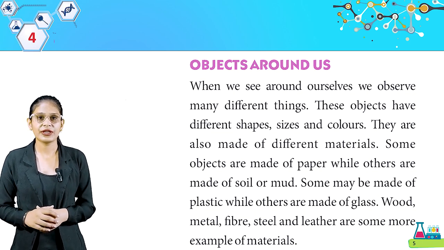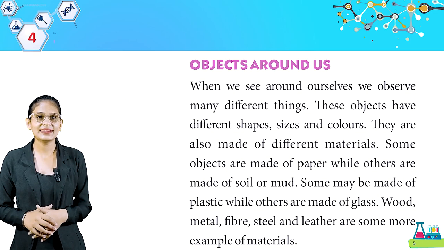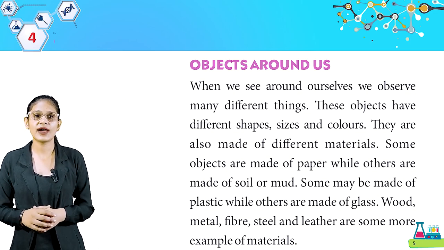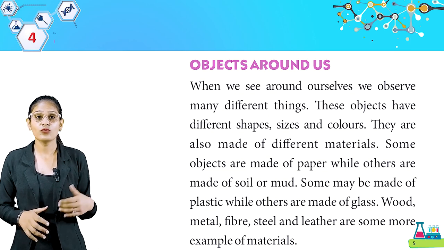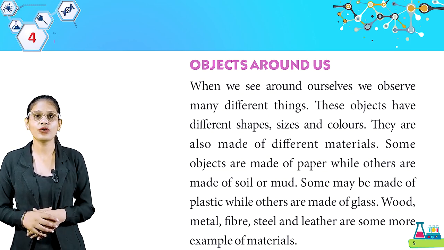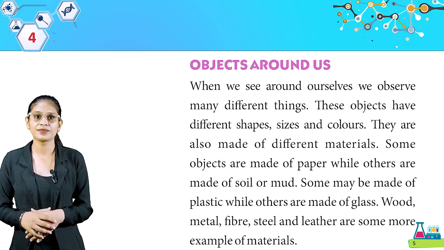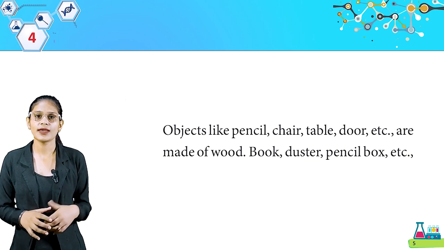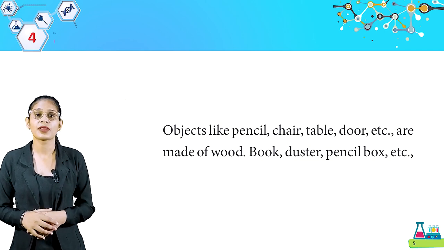Some objects are made of paper, while others are made of soil or mud. Some may be made of plastic, while others are made of glass. Wood, metal, fiber, steel, and leather are some more examples of materials. Objects like pencil, chair, table, door, etc. are made of wood.